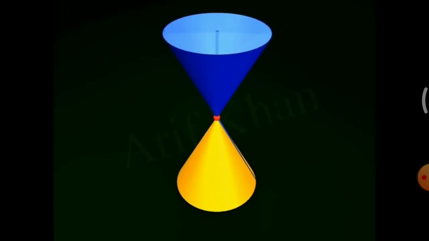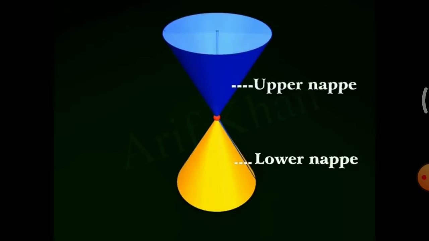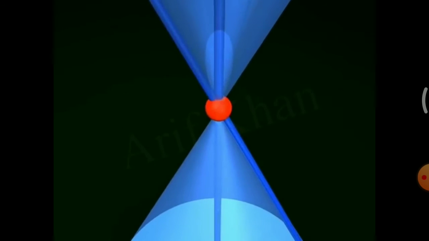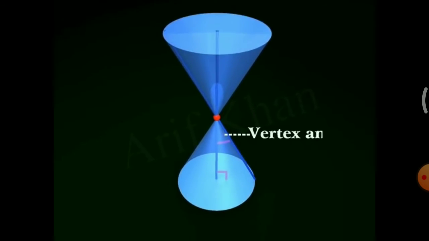A double right circular cone has two naps, one on the upper side that is above the vertex, that is called the upper nap, and below the vertex it is known as the lower nap. Also, the angle between the generator and the axis is called the vertex angle.